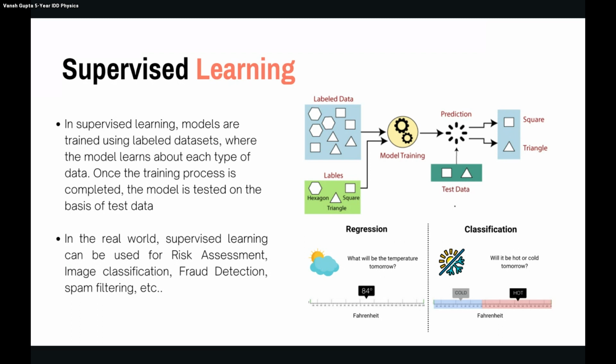Now, what is labeled data? Here you can see that we have shapes like hexagon, triangle, square. So we will feed our model with the labels of them. Like if the shape is like this, then it is a hexagon. If the shape is like this, then it is a triangle. We will give the labels also to the machine learning model. After we give it the labels, we test it on the data: we will only give the shapes and it will predict the label for us. This is what supervised learning means.